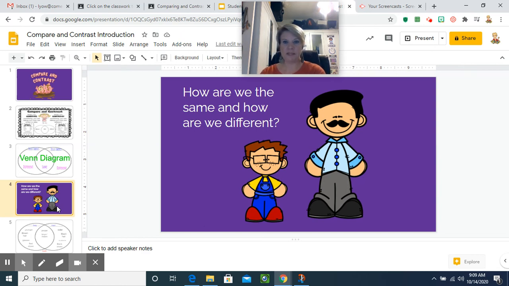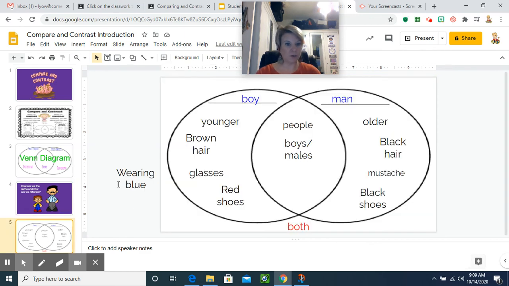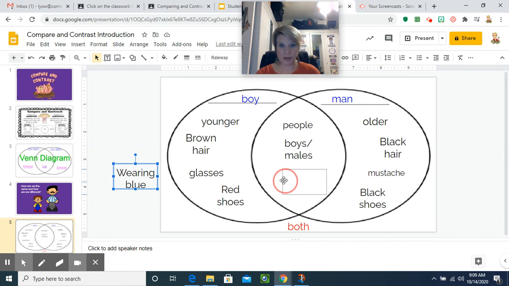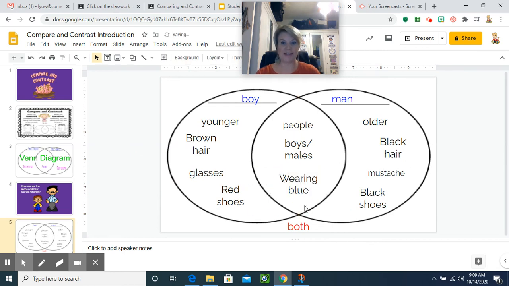All right, let's look and see if we have any more things that we can add. Let me look for something that's the same. Oh, look, he has blue overalls and he has a blue shirt. Now that could be different because we could say he has blue overalls and a yellow shirt. So that's different from what he's wearing. But I want to add it to the same because they are both wearing blue.